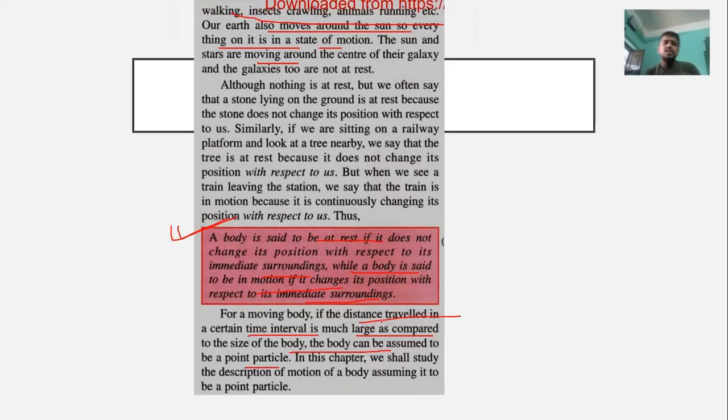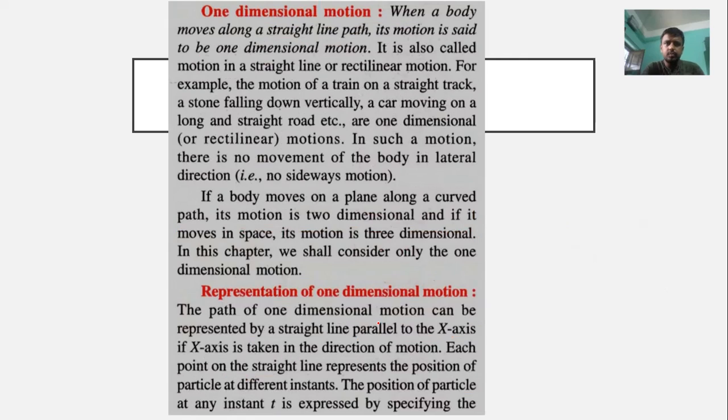Okay, one-dimensional motion. When a body moves along a straight line path, its motion is said to be one-dimensional motion. Okay, means if you are going to a certain position that is 10 meters ahead of you and it is in one direction, in the direction of the east only, then that would be considered as straight line path, and that motion will be considered as one-dimensional motion.